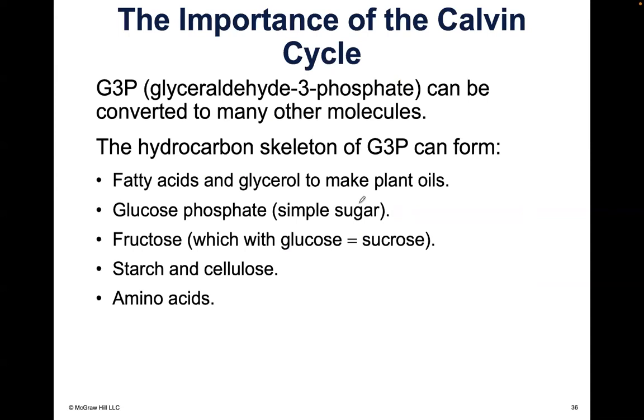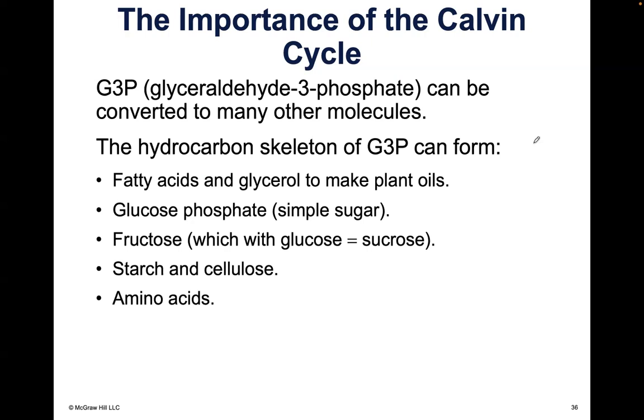So now the next one is the importance of the carbon cycle. So the carbon cycle is very important in many things. As we see, if the carbon cycle is not there, then the main production of carbohydrate, which you were aiming at, will not be possible. So this is why G3P, which is glycerate 3-phosphate, can be converted to many other molecules as well. The hydrocarbon skeleton of the G3P can form a fatty acid and glycerol to make plant oil.